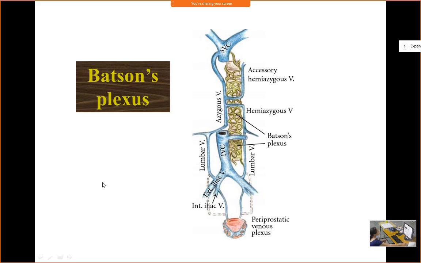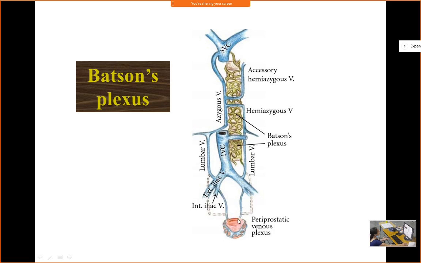Now, the vertebral venous plexus I have already told you. Now, what is Batson's plexus? That is the Batson's plexus. Actually, it is the external vertebral venous plexus. And I have told you that the external vertebral venous plexus, in the cervical region, will drain into the deep cervical vein and vertebral vein. In the thoracic region, it will drain into the azygos and hemiazygos veins. In the lumbar region, it will drain into the lumbar vein, and this lumbar vein ultimately communicates with the pelvic veins.